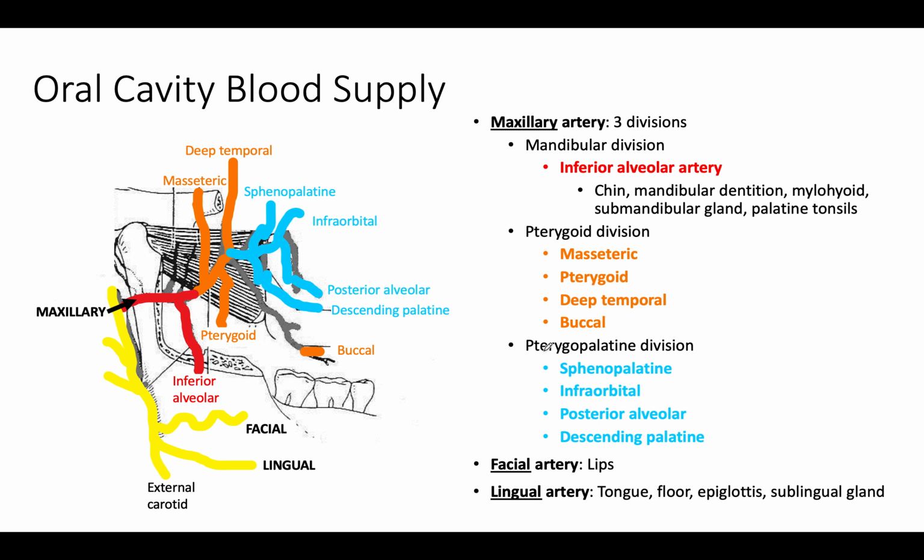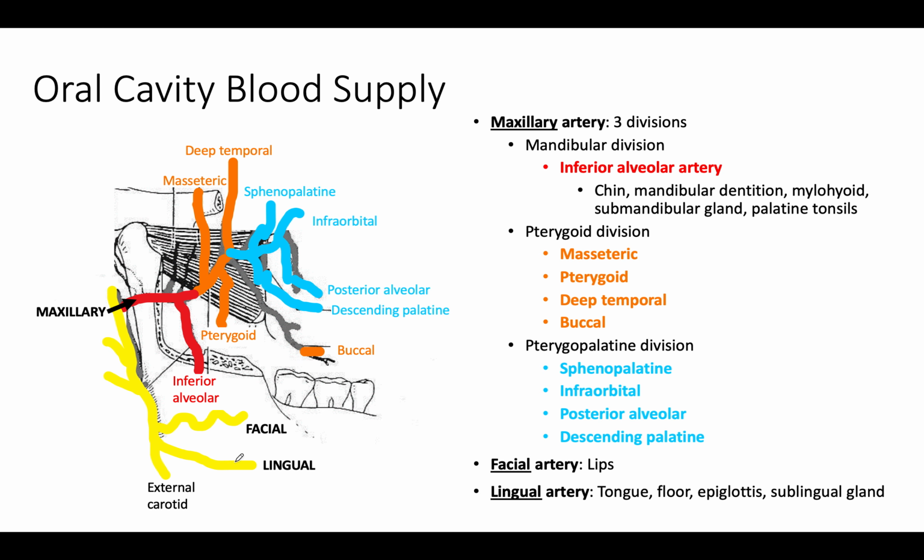Okay, here's our oral cavity blood supply. So our maxillary artery has those three divisions, our mandibular, pterygoid, and pterygopalatine divisions. So our mandibular division contains our inferior alveolar, going to our chin and so on. And then our next division is going to contain the masseteric, pterygoid, deep temporal, and then also buccal, which is our cheek. Then the pterygopalatine division, we've got our sphenopalatine, infraorbital, posterior alveolar, and descending palatine.